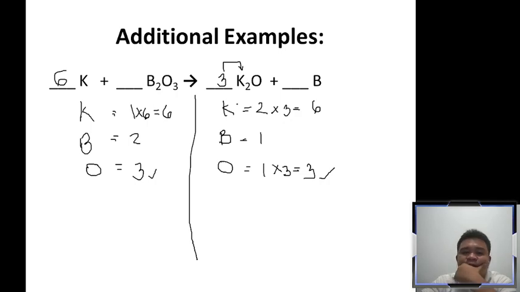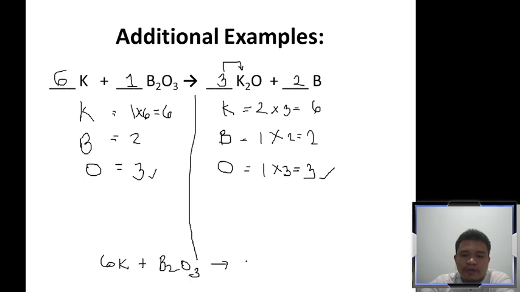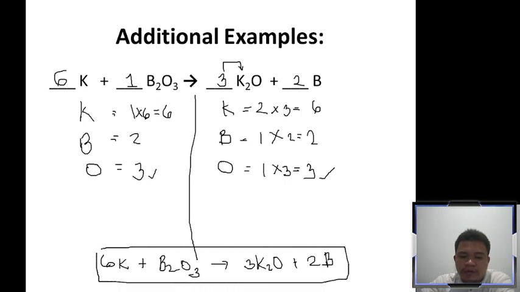Okay? Now how about the boron? Since boron here is 2 and boron here is 1, I can just add a coefficient of 2 here to make this 2. So as you can see, this is now a balanced equation, and this is considered as a coefficient of 1. So when we write the balanced equation, it becomes 6K plus B2O3 yields 3K2O plus 2B. And this is now our balanced equation.